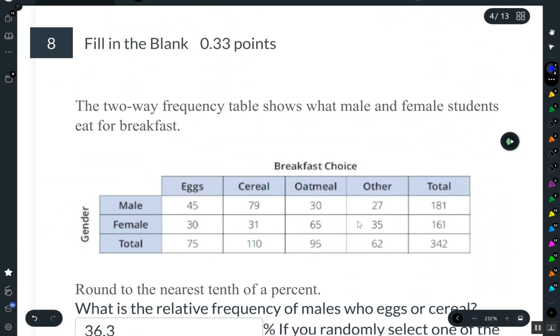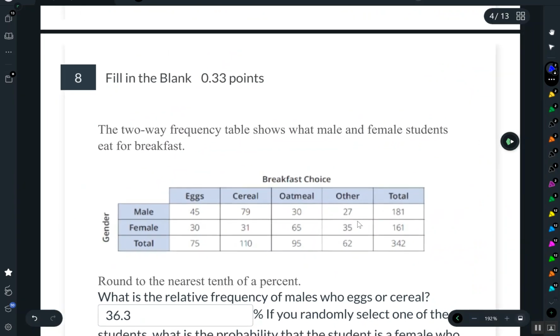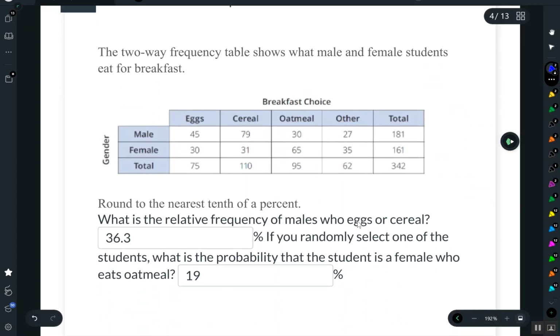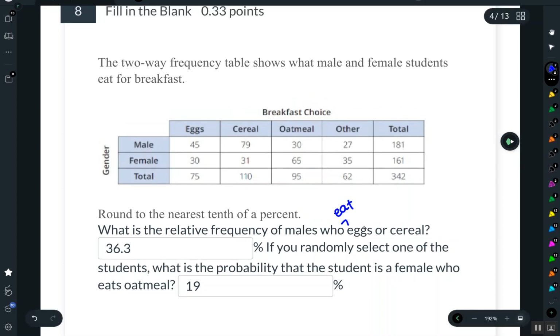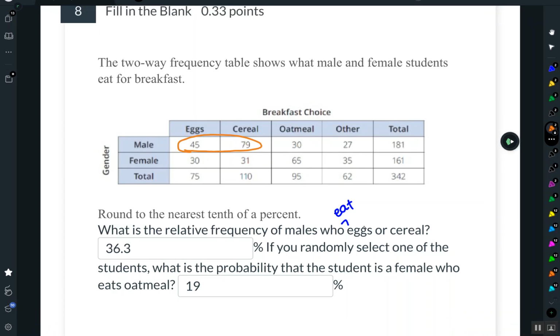Okay, moving on to number 8. A two-way frequency table shows what male and female students eat for breakfast. What is the relative frequency of males who eat eggs or cereal? Okay, so how do we get this percentage? So males that eat eggs or cereal. That's 45 and 79 for eggs and cereal respectively out of 342.